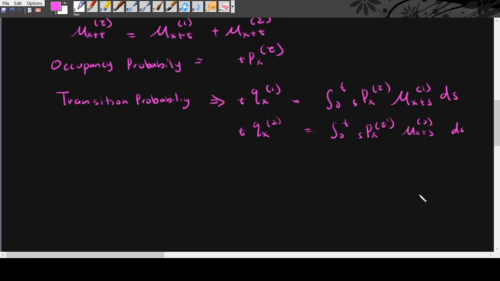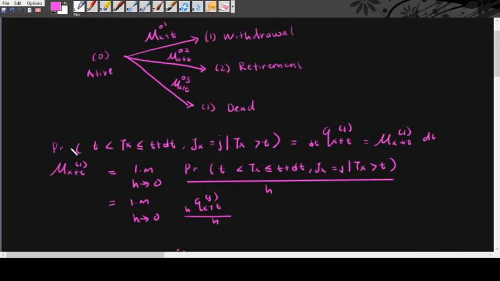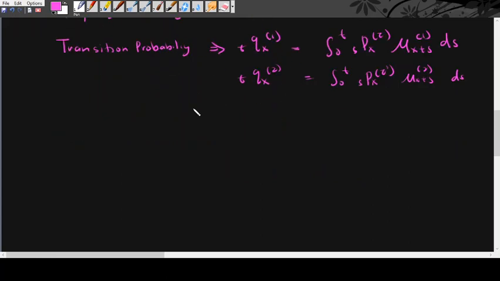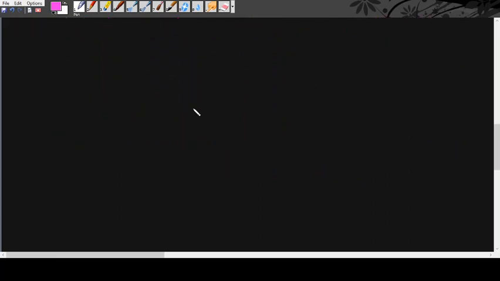There are two types of multiple decrement model. One is reversible and another one is irreversible. The most common irreversible case would be the models that I've showed you just now, which is this model. And the second one would be the permanent disability model. I'll write it: irreversible model, permanent disability model.